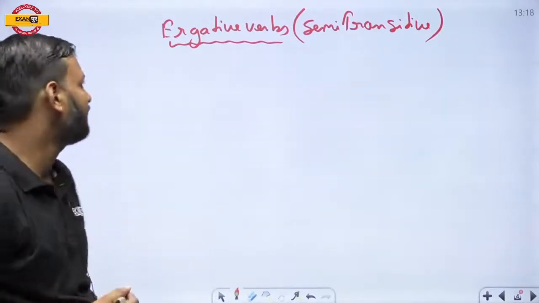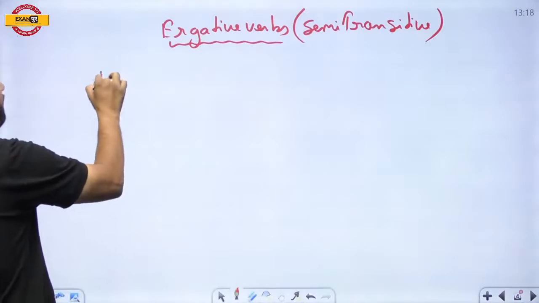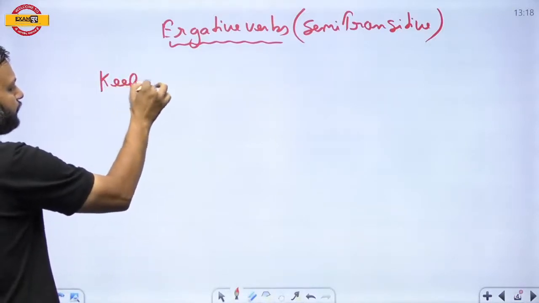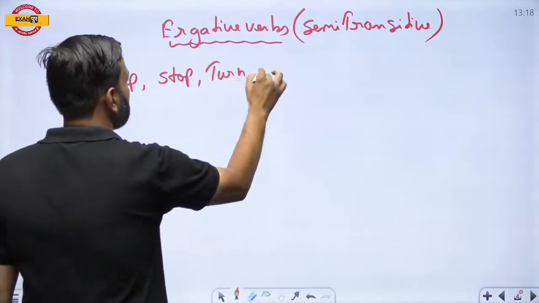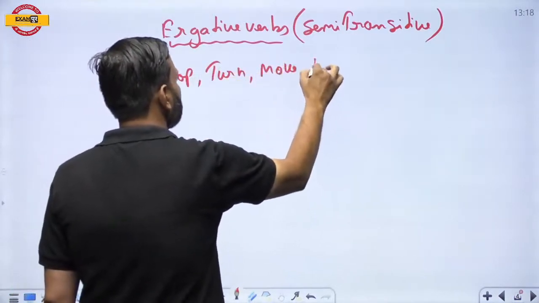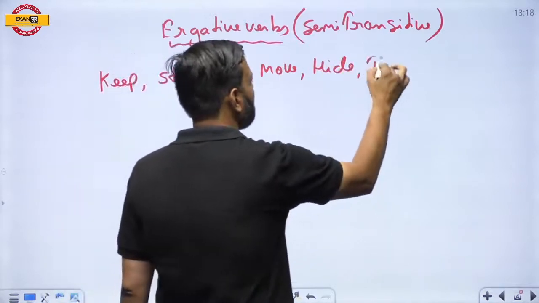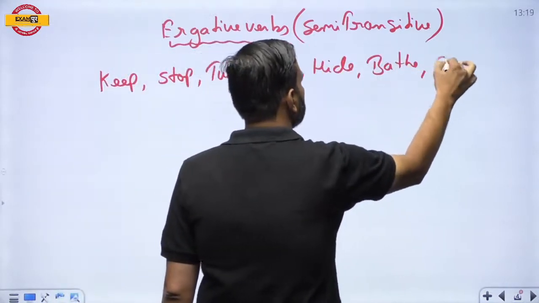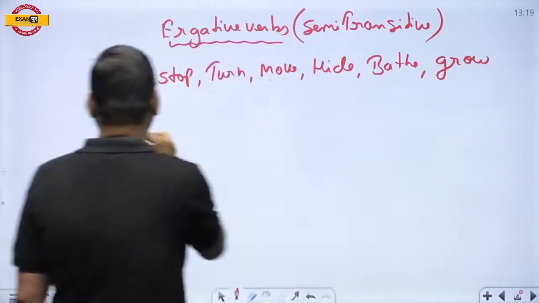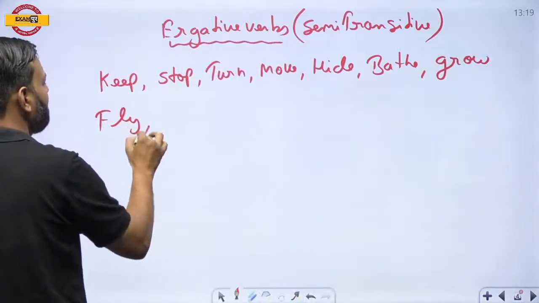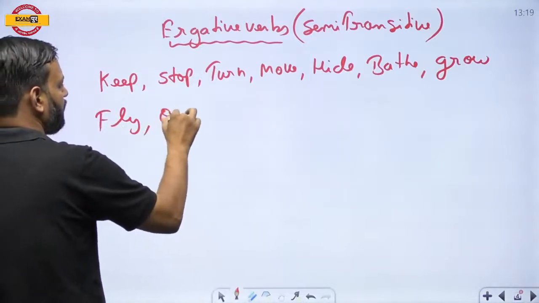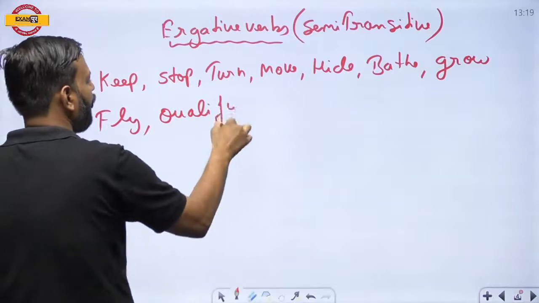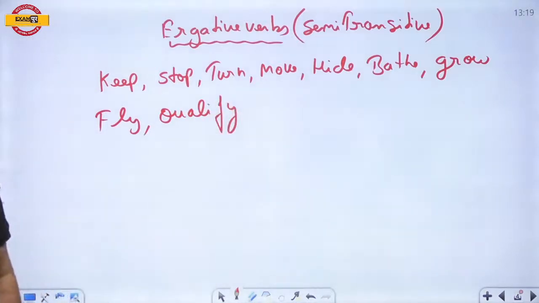So what are ergative verbs? Keep, stop, turn, move, hide, bathe, grow, fly, qualify. All these are ergative verbs.